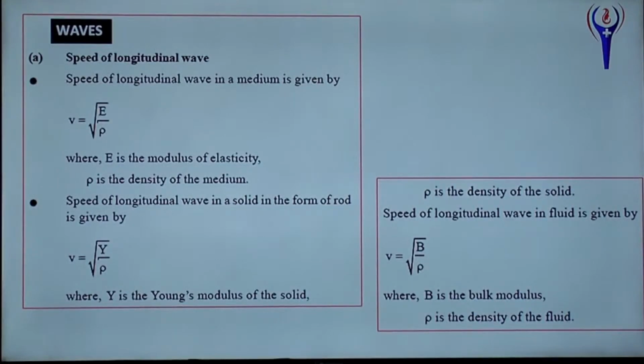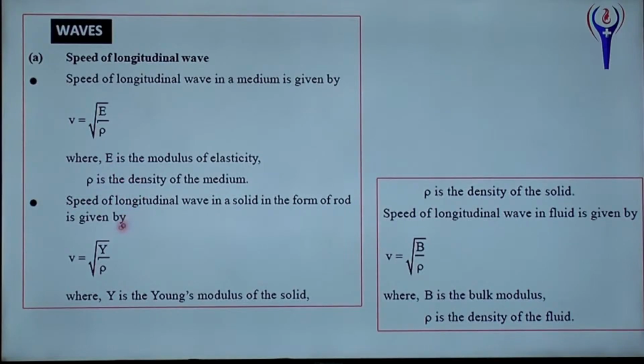Okay. Next, speed of longitudinal waves. V equal to square root of E by rho. E is the modulus of elasticity. What is modulus of elasticity? It is the elastic constant. Rho is the density of the medium.